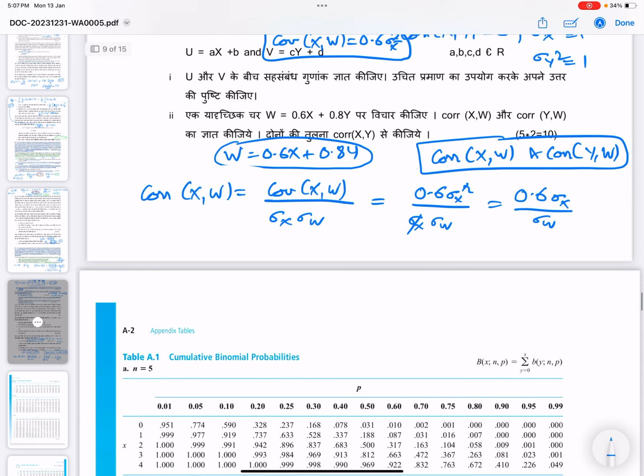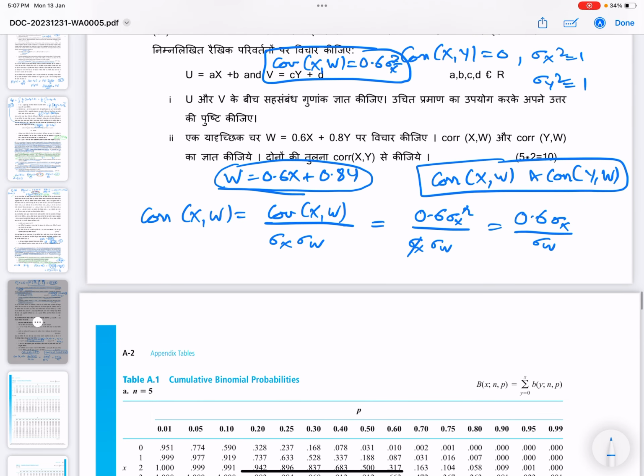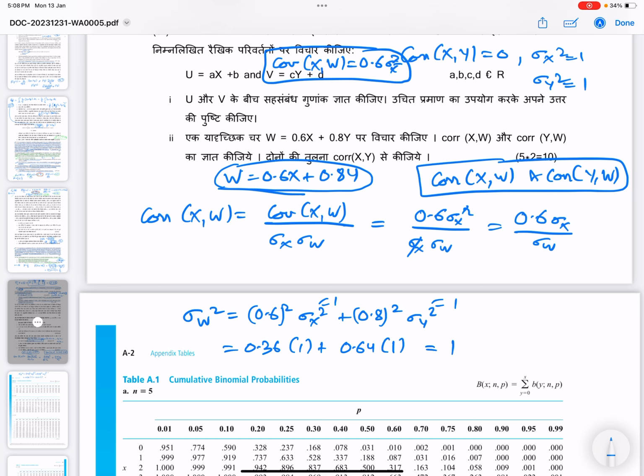Now W is this. So sigma w square would become 0.6 square sigma x square plus 0.8 square sigma y square. Since they both follow standard normal distribution, this is 1, this is 1. So we have 0.36 into 1 plus 0.64 into 1. So this is coming out to be 1. So sigma w would also be 1. And sigma x is also already 1. So the value is coming out to be 0.6.